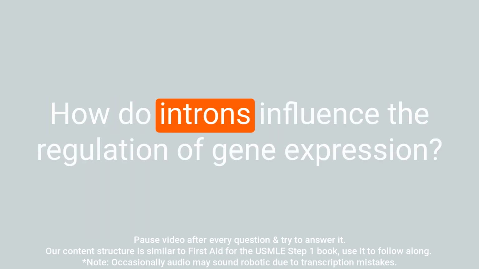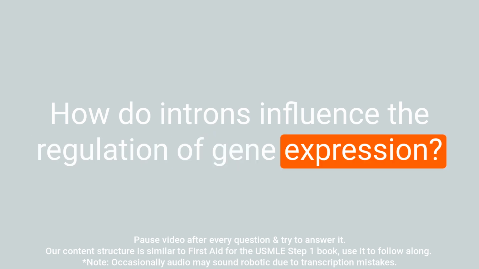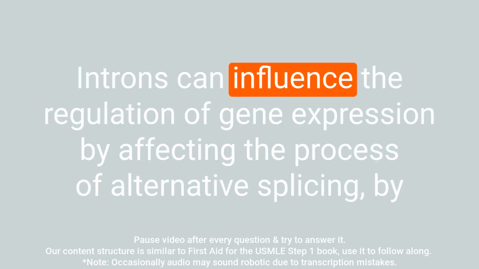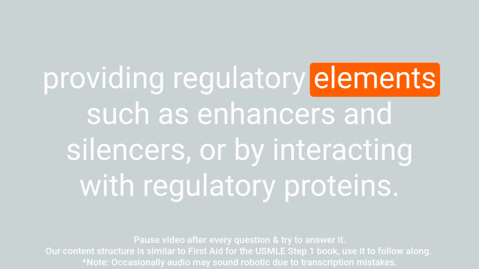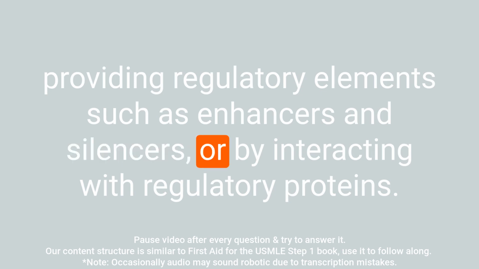Question: How do introns influence the regulation of gene expression? Answer: Introns can influence the regulation of gene expression by affecting the process of alternative splicing, by providing regulatory elements such as enhancers and silencers, or by interacting with regulatory proteins.